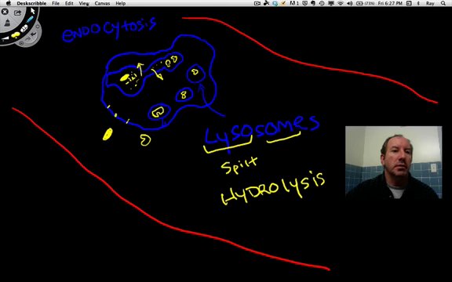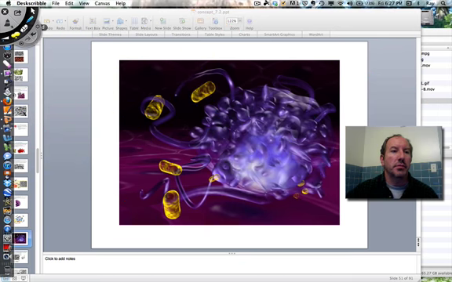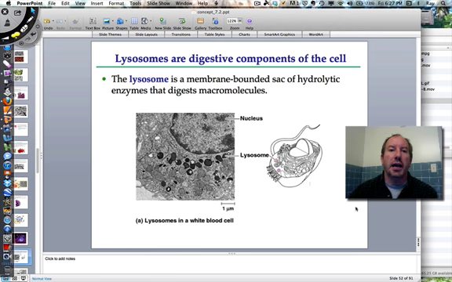And so let's take a look at this process. If I can erase this. So this is back to our original slide of a white blood cell like grabbing some bacteria. So what's going to happen here is lysosomes are the digestive components of the cell. Now, they don't look very glamorous. These are lysosomes right here in black. There's the nucleus. They look like just circles with dark, but they're membrane bound.